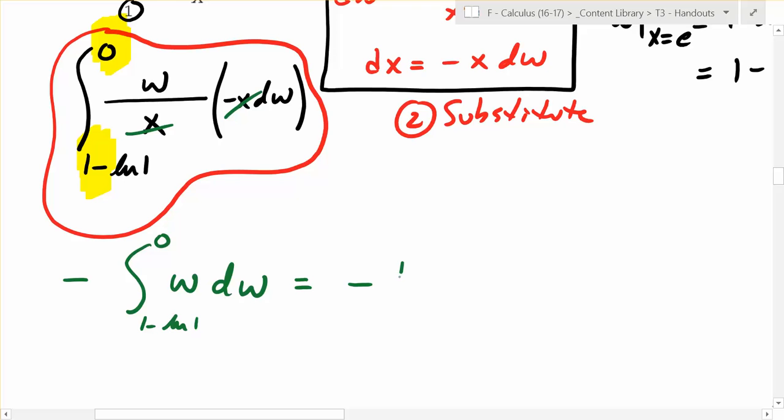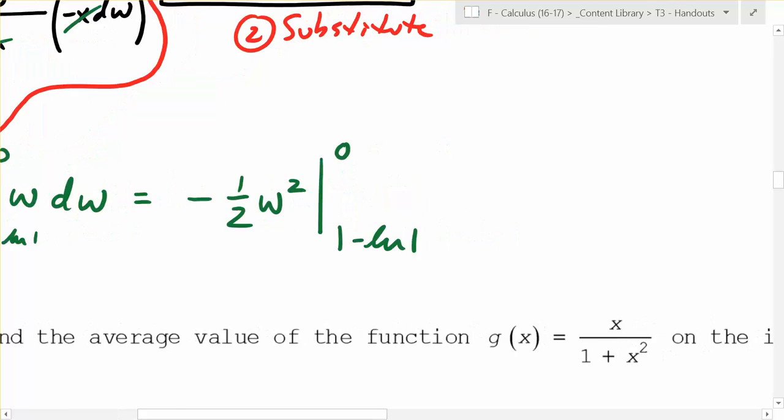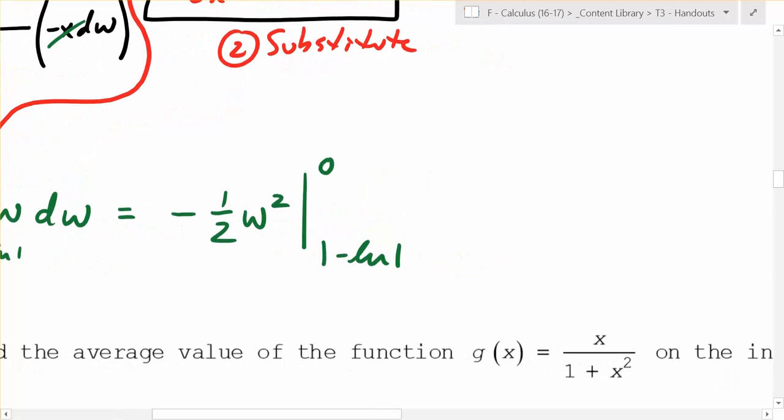Negative 1/2 w squared, from 1 minus ln 1 to 1 minus ln e. You have to be really careful about this. 1 minus ln 1 is 1? Oh, ln 1 is what? 0. So you could just make this 0.